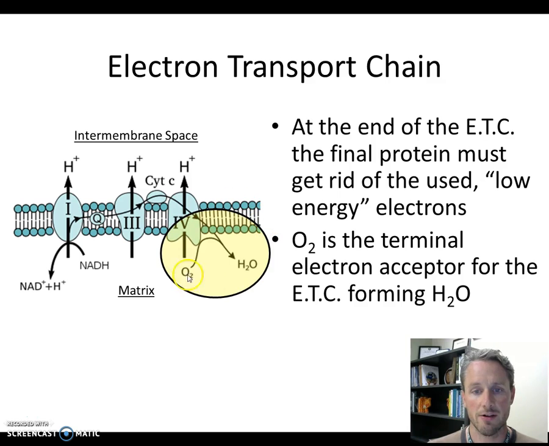So that's what's going on right here in this highlighted step. Again, we have to get rid of the electrons from the electron transport chain to somewhere, so we put them onto oxygen to make water.